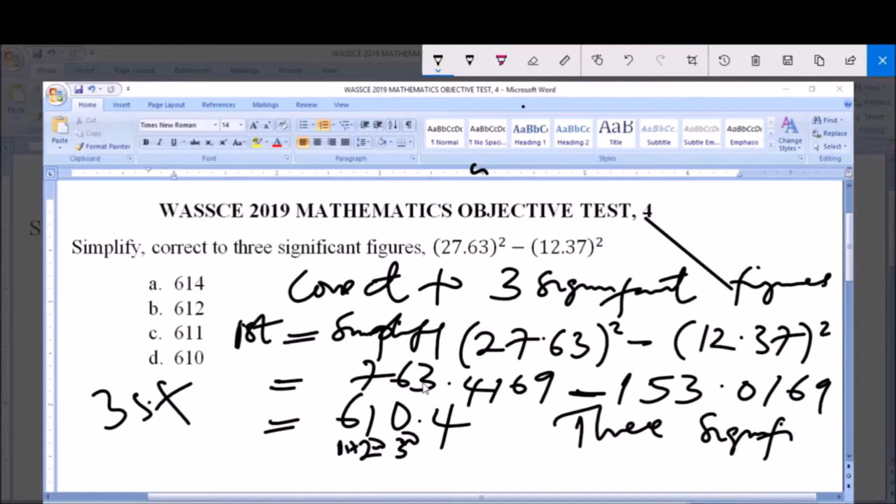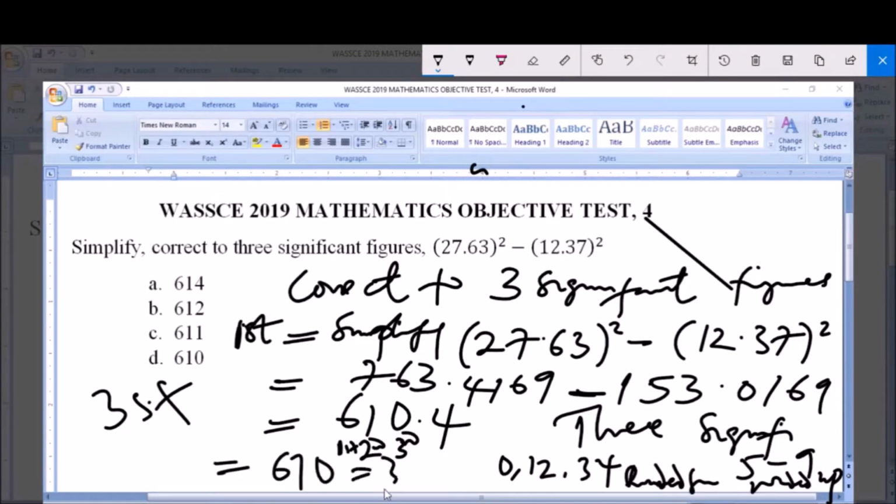You are asked to find correct to 3 significant figures. So the 4 now will have to be what? Approximated to suit the 3 significant figures which you are looking for. Now 4, when you are approximating, all values from 0, 1, 2, 3 and 4 will be rounded down. Then from 5 to 9 will be rounded up. So now this is actually 4, so it will be rounded down, meaning what? 610 will remain. 610. That's 3 significant figures.